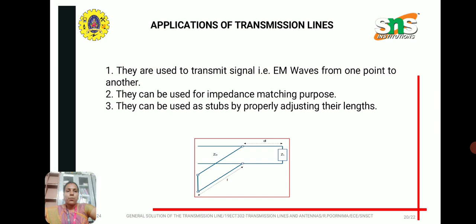The applications of transmission lines are that they are used to transmit signals, that is electromagnetic waves, from one point to another point, they are used for impedance matching, and they are also used as stubs by properly adjusting their length.